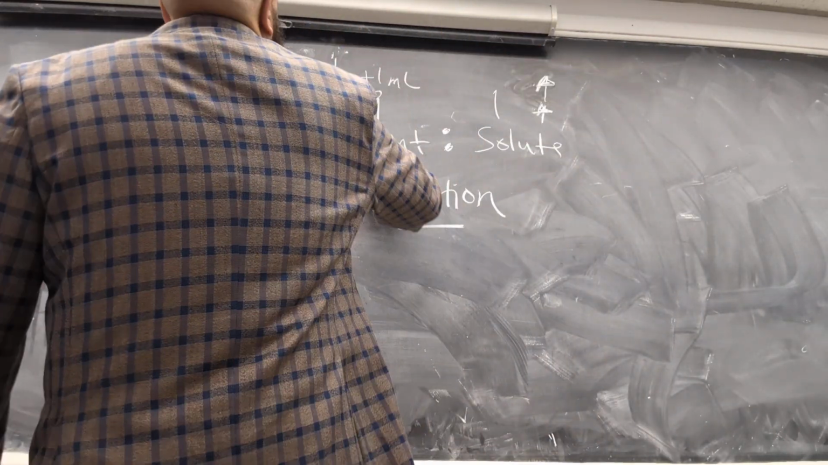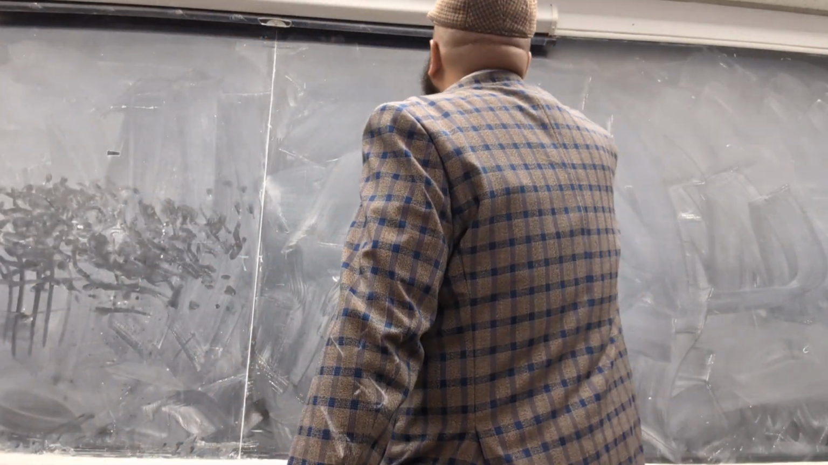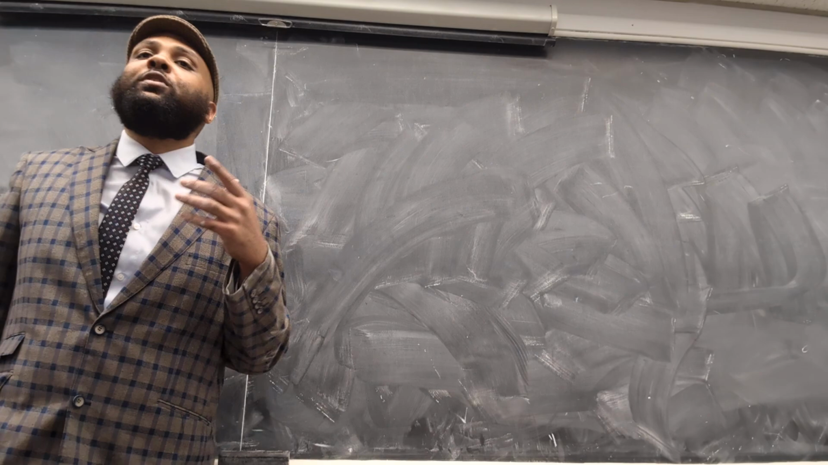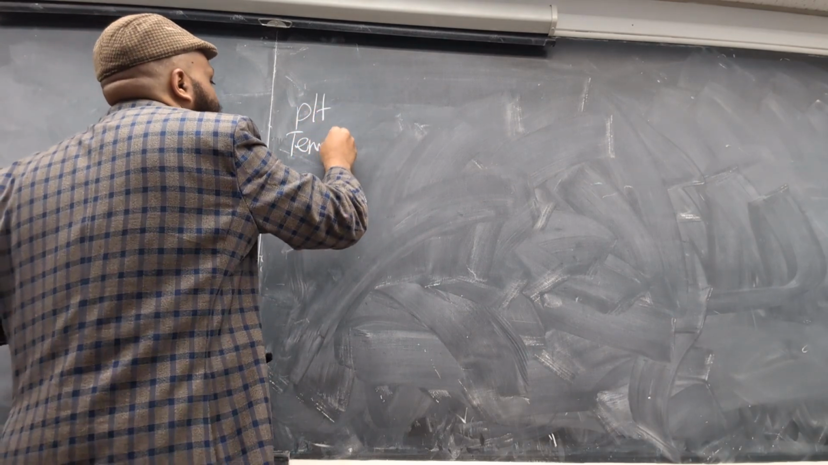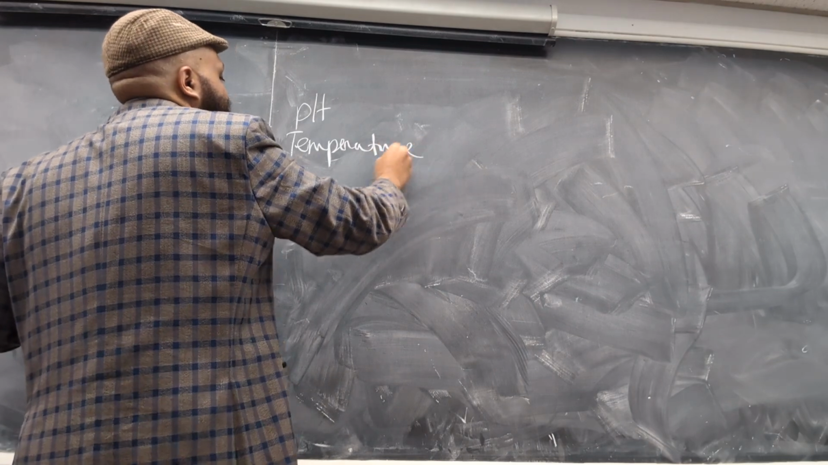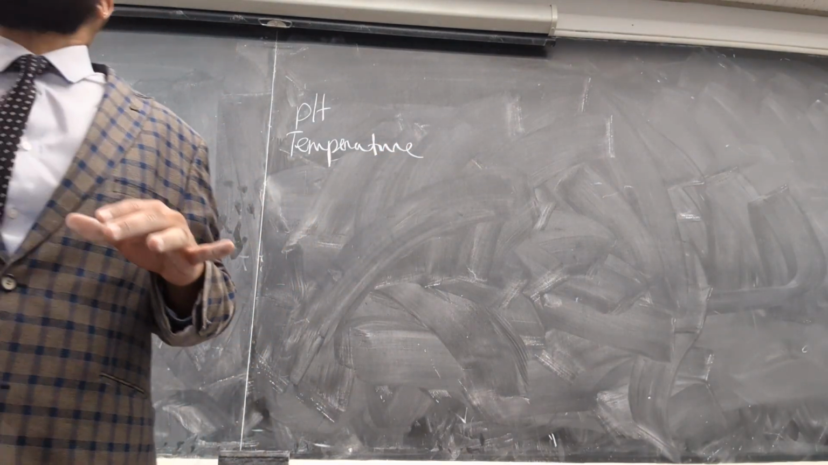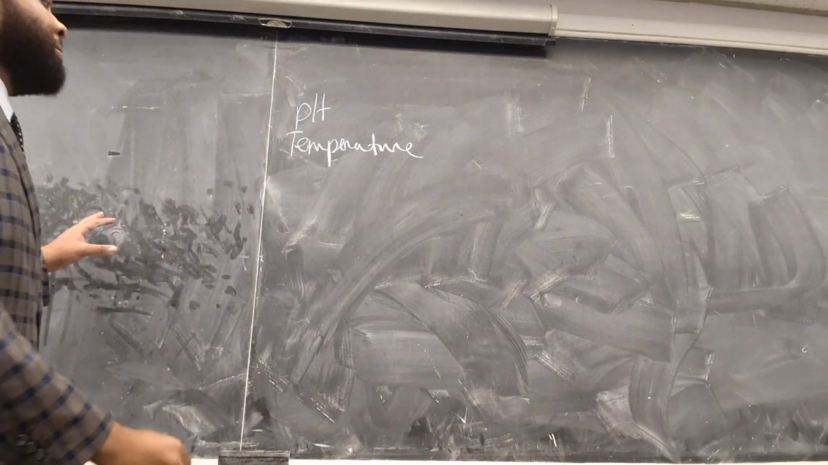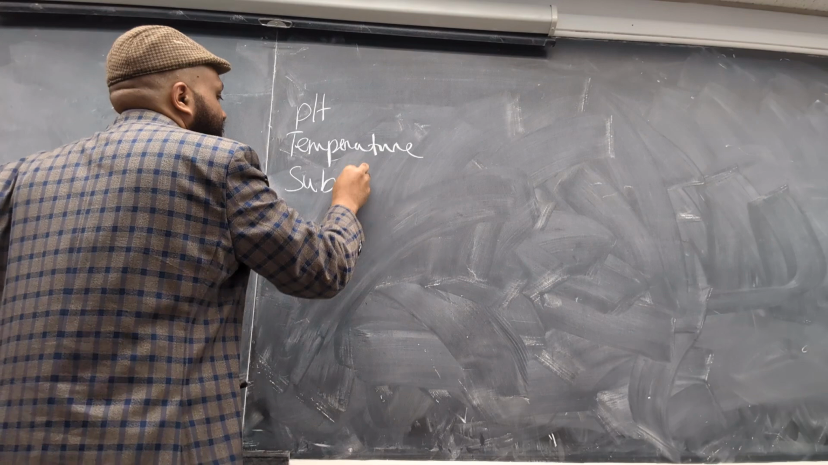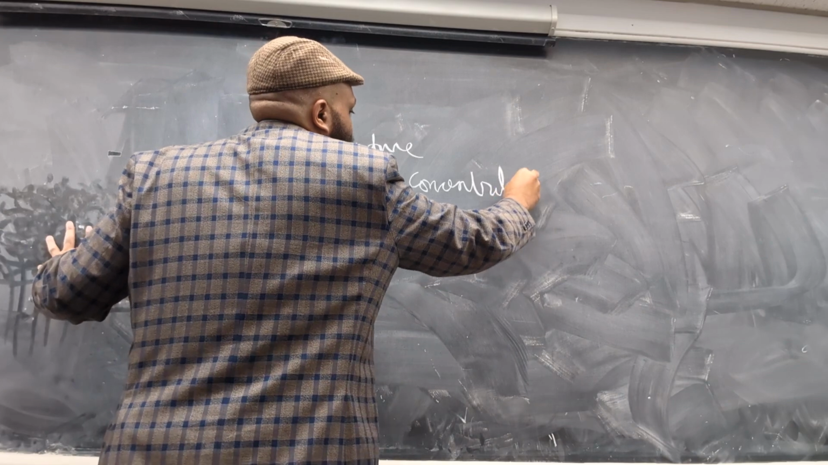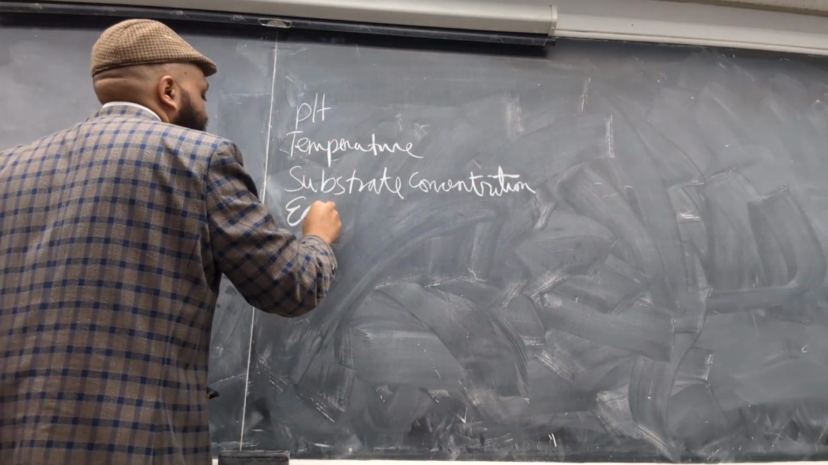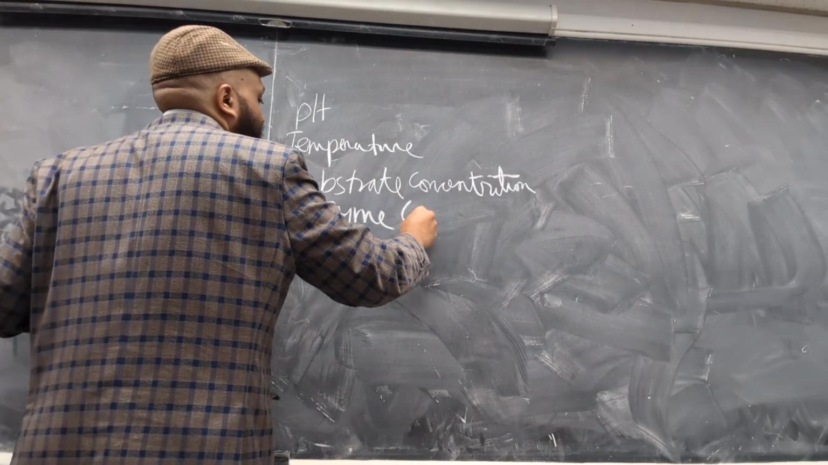What you need to know about the enzyme, the key point that I'm going to ask you about on the exam, is what are the properties of the enzyme? The enzyme needs optimal conditions in order for it to operate. It needs an optimal pH and an optimal temperature and an optimal enzyme concentration and an optimal substrate concentration. So let's see the properties. Substrate concentration, and enzyme concentration.